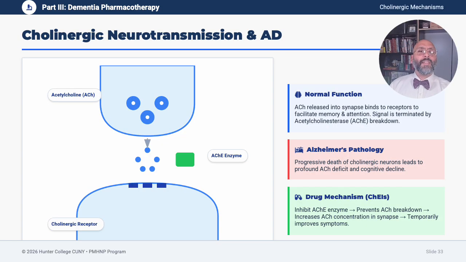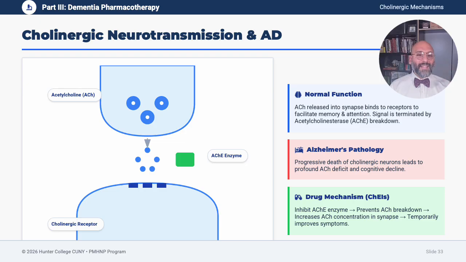So this slide is the conceptual foundation for why cholinesterase inhibitors exist at all. Under normal conditions, acetylcholine is released into the synapse and binds to the cholinergic receptors in cortical and hippocampal circuits. This signaling supports attention, learning, and memory, and the signal is normally terminated when acetylcholinesterase breaks it down. Well, in Alzheimer's disease, the problem is not receptor failure first, it's progressive loss of the cholinergic neurons, particularly from the basal forebrain.